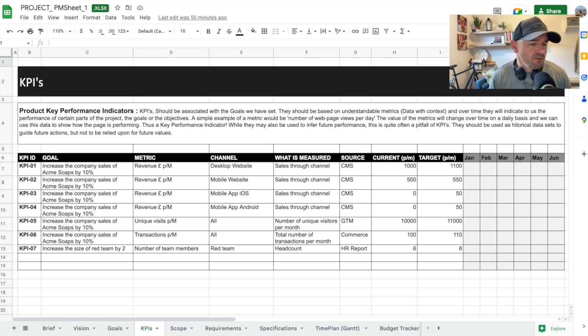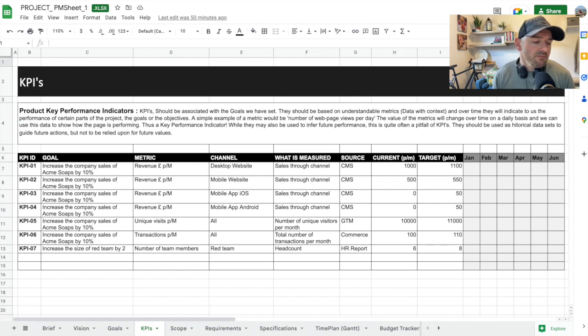So within our project, we've now set a clear vision for our Acme soap company, cosmetics company, and we've also set some clear goals. So we know that we want to increase the general revenue by 10%. We want to increase that through web and app sales. So now that we know what the vision is and we know what the goals are, the next stage is to look at key performance indicators.